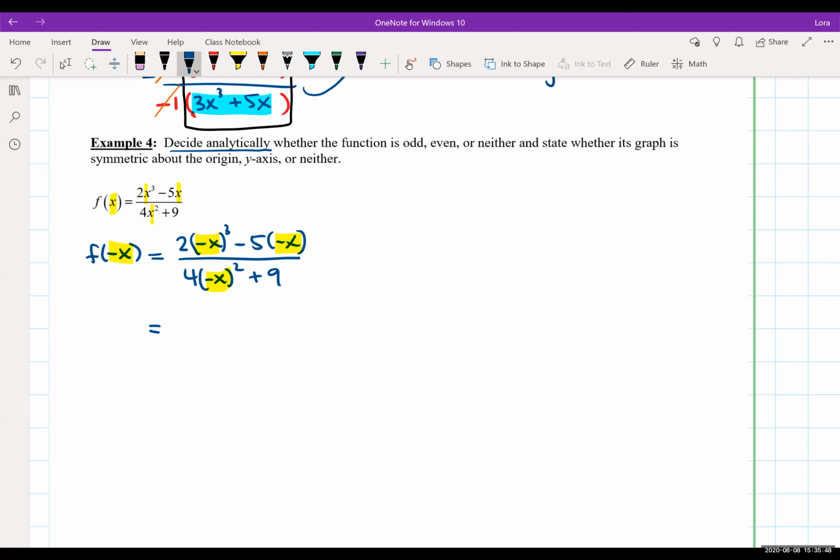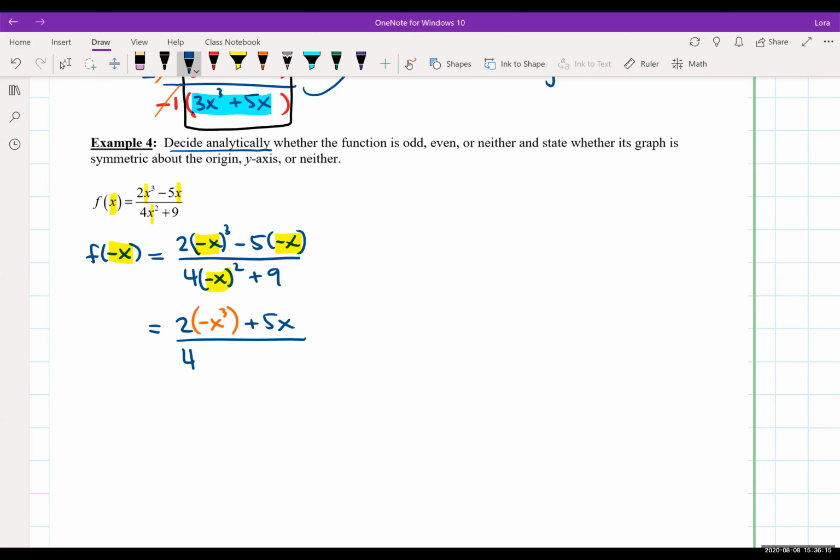So what I'm seeing right now, if I look at 2, 2 is 2, but negative x cubed ends up being the opposite of x cubed when you multiply it all out. So you don't really have a negative number taken to a power anymore. You actually have an expression. Negative 5 times negative x, we can do the math right there. That becomes positive 5x.